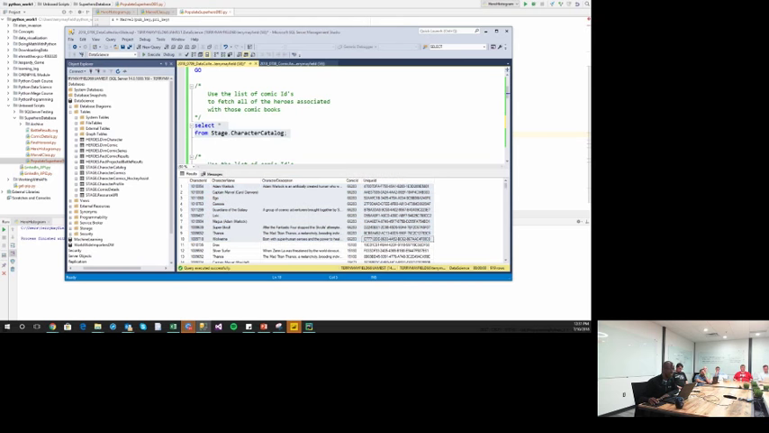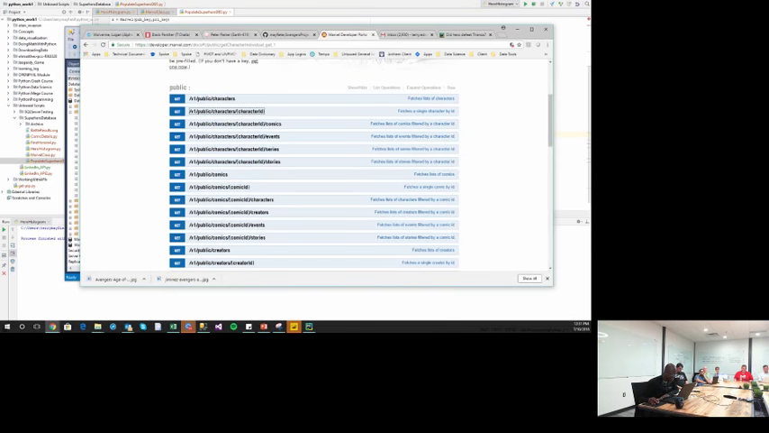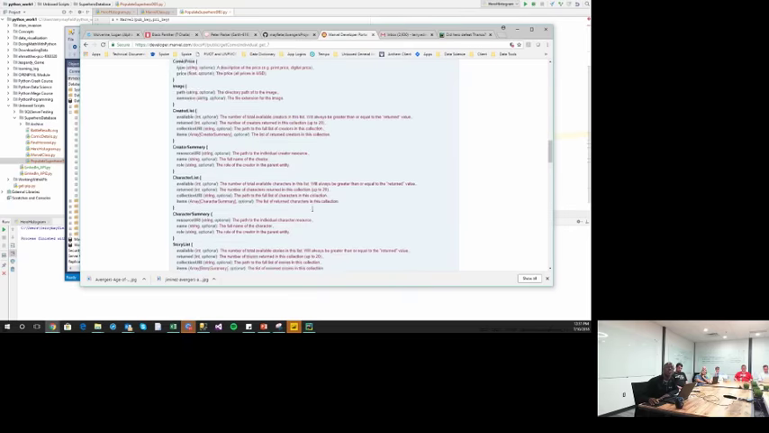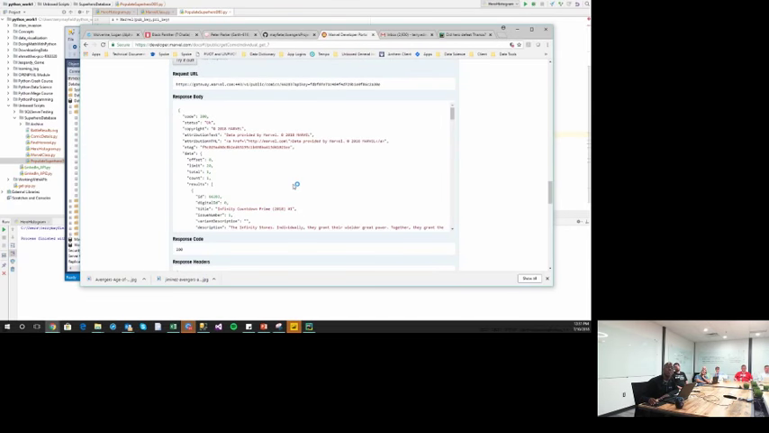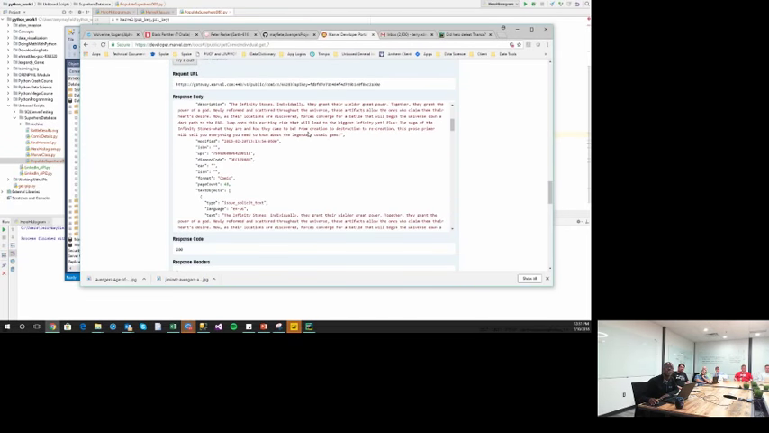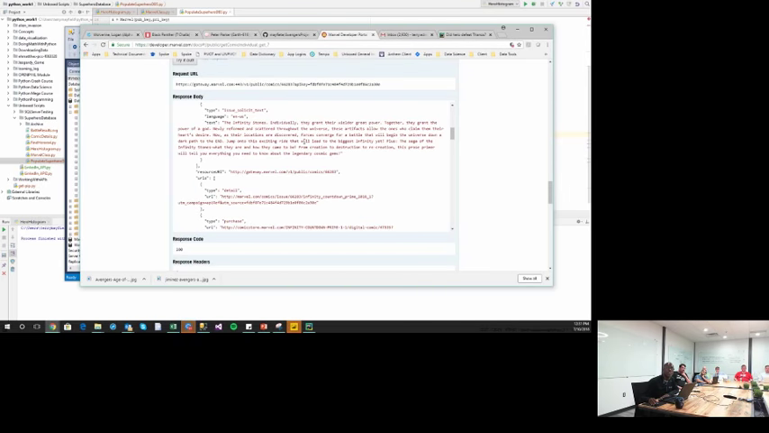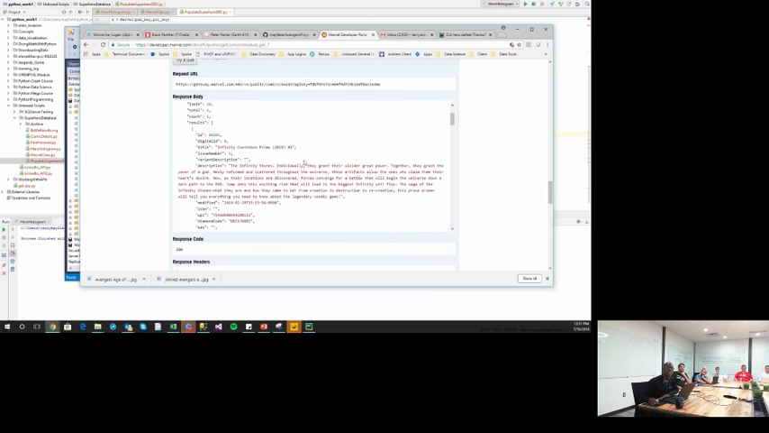And we can see in the API that this is how the data comes in. We pluck this data from the JSON and persist it in a tabular fashion. And this comic book's called Infinity Countdown Prime, which is one that I might actually buy because it sounds pretty awesome.